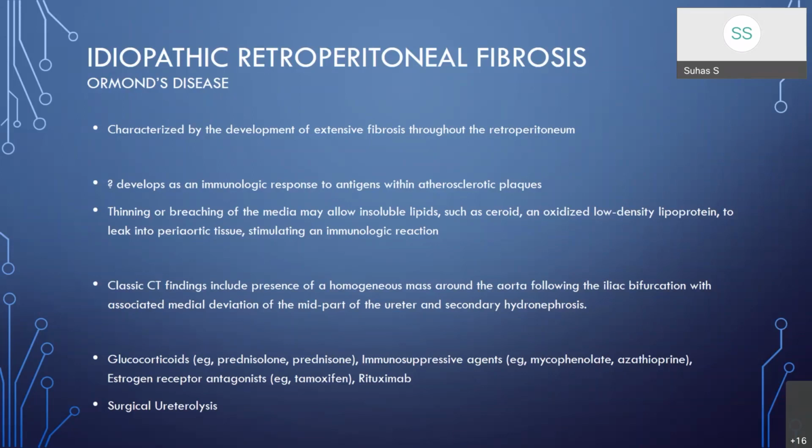Treatment includes glucocorticosteroids and immunosuppressive agents. Estrogen receptor antagonists are also used. Rituximab, that is monoclonal antibody against the CD20 cells, is also being used for this. Surgical ureterolysis may be needed in patients with persistent hydroureteronephrosis.